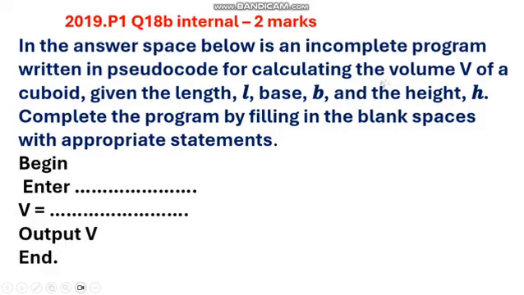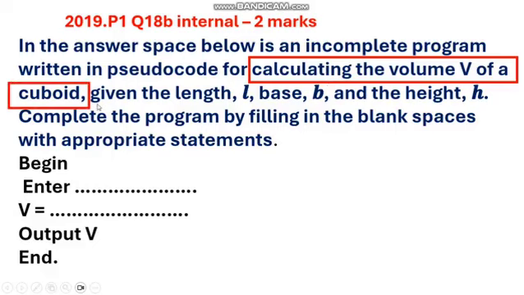So we need to take note of what we are looking for. In this case, we are calculating the volume of the what? Of the cuboid. So what formula do we use when finding the volume of the cuboid? So the formula is volume is equal to length times breadth times the height. So we are going to use this formula.